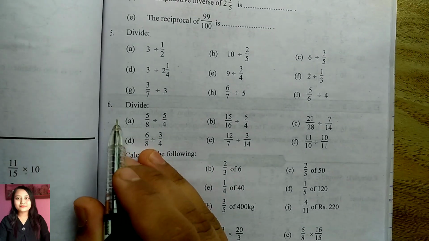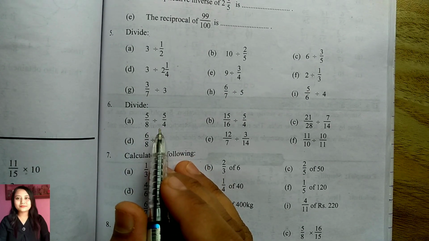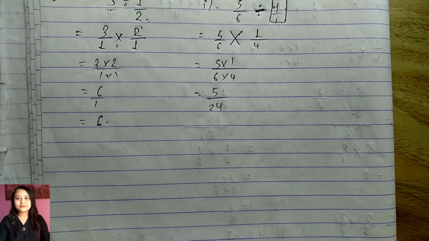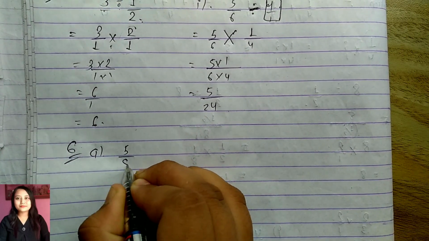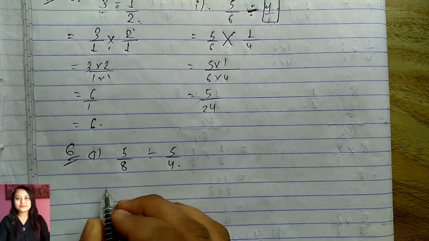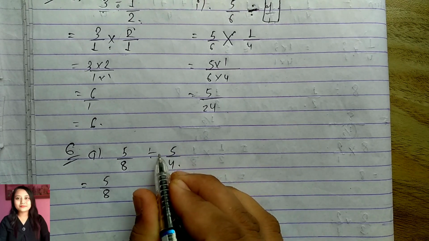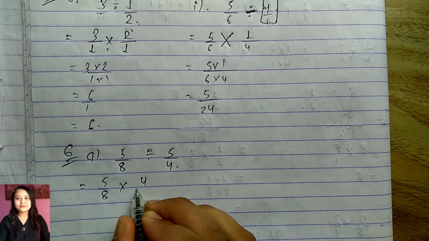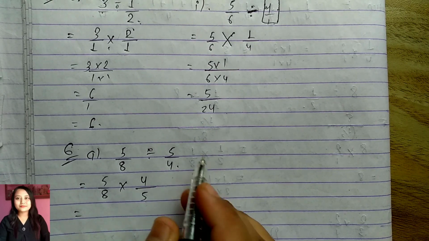Similarly, you can see now question number 6 here. In question number 6, both of the two fractions are given and there is a division sign. Now how to do question number 6a? Let's do. In question number 6a, 5 by 8 divided by 5 by 4 is given. As I've said, 5 by 8 will be the same. The multiplicative inverse will only be of the backward side fraction. So it will be multiplication here and here will be 4 by 5, since it is the multiplicative inverse of 5 by 4.